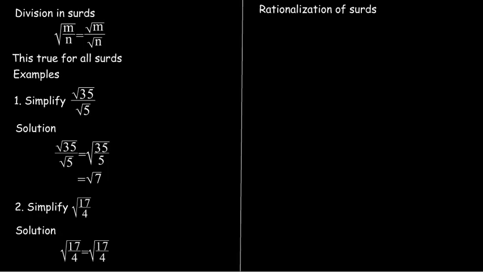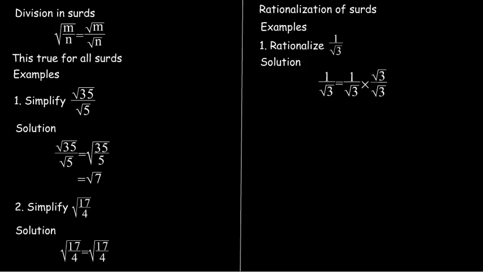Rationalization of surds is a way of simplifying surds in which we are trying to remove any form of root from the denominator of a fractional surd. For example, rationalize 1 over root 3. In this kind of scenario, we multiply both the numerator and the denominator by root 3. So 1 divided by root 3 will be equal to 1 divided by root 3 times root 3 divided by root 3. Multiplying, this is equal to 1 times root 3 divided by root 3 times root 3, which should be equal to root 3 over 3.